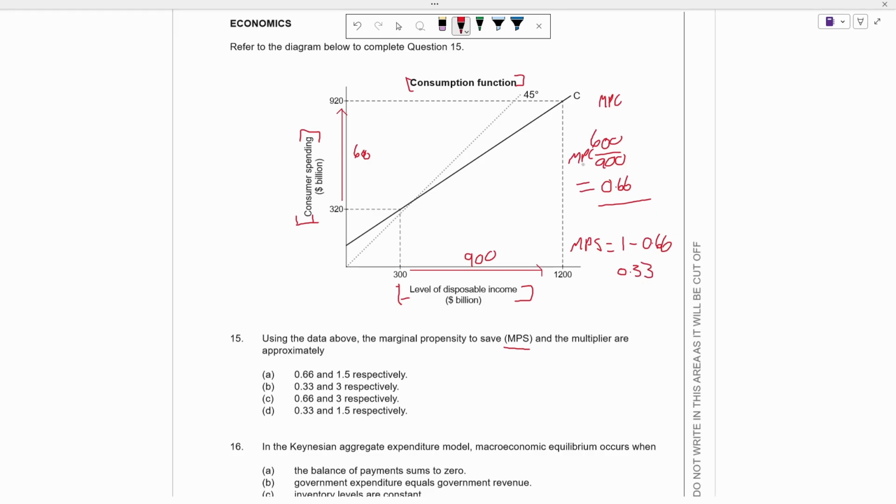And then, since we have the MPC and MPS, we can figure out the multiplier. So let's just use the full multiplier equation: 1 divided by 1 take away MPC. And as you can see, this is just the MPS as well. So you could have just done 1 divided by 0.33, which would equal 3. So we have the multiplier of 3 and an MPS of 0.33. So let's go through the answers. A, 0.66, wrong. B, 0.33 and 3, that is correct.